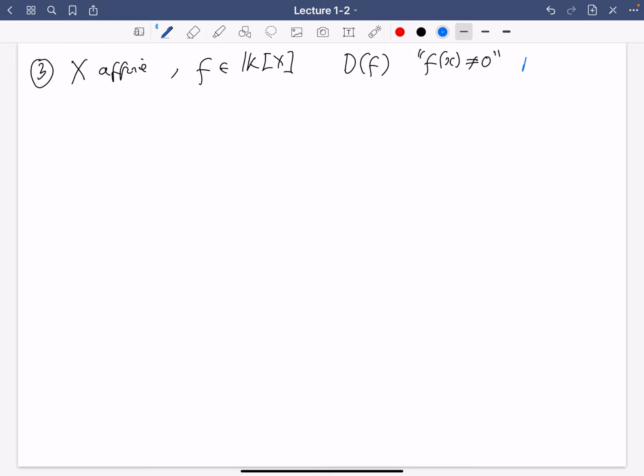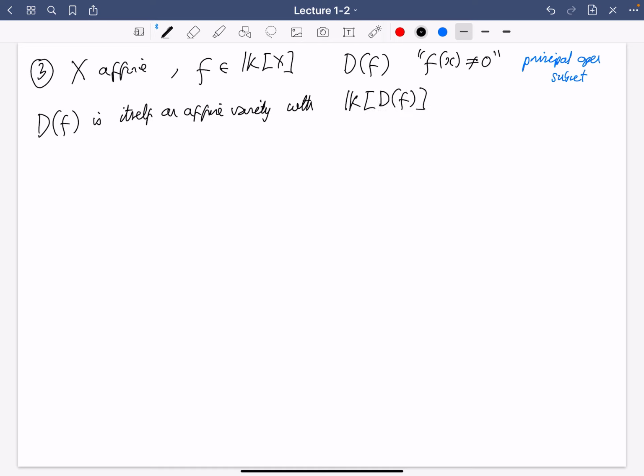I called that the principal open subset of the variety X defined by the function f. So in fact, this D of f is itself an affine variety with the coordinate algebra. Remember, that's the only thing I need to tell you. You've got it as a set. I need to tell you what are the good functions.